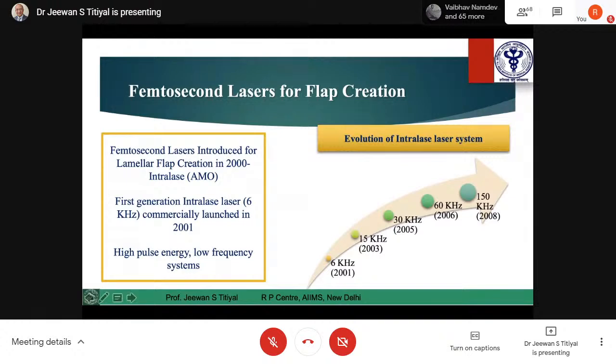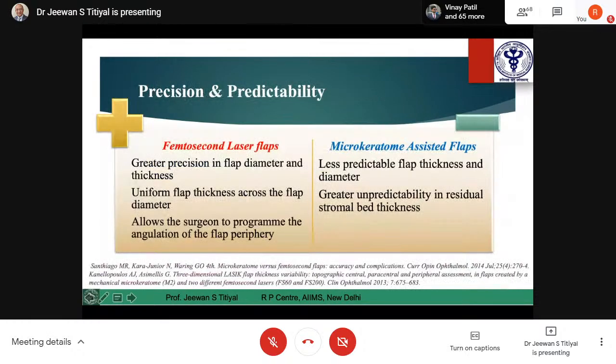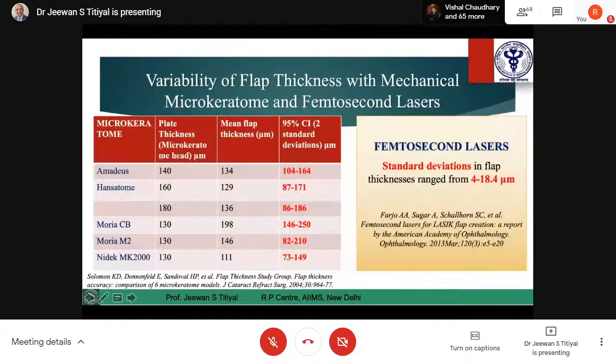It started at 6 kilohertz, now almost 5 megahertz systems are there. The higher the frequency, you require a smaller spot size, less energy, and there is high repeatability in these cases. So just to compare microkeratome versus femtosecond laser, predictability-wise, femtosecond flaps are within 4 to 5 microns of your predicted thickness. Suppose I take 110, it will be within 4 microns of 110.